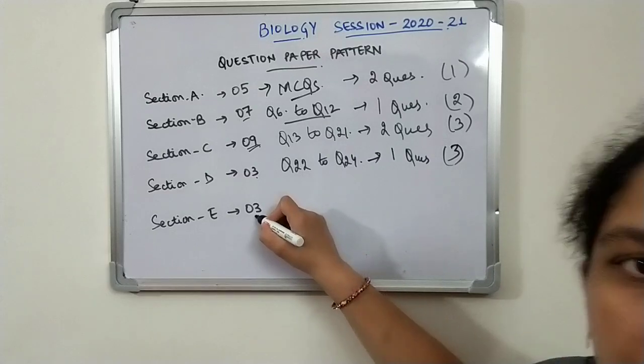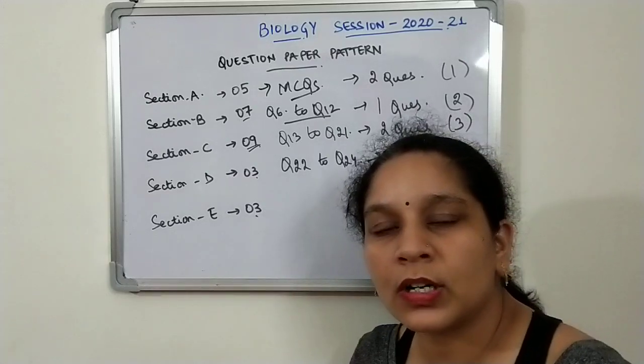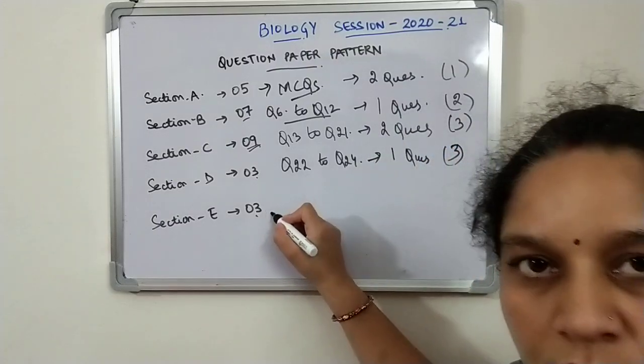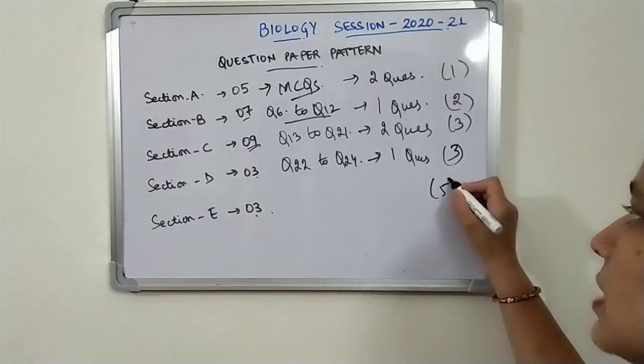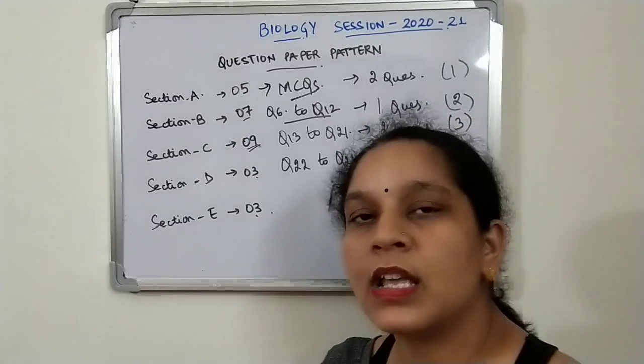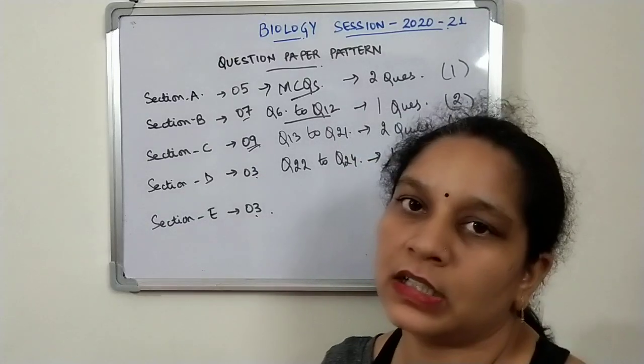And last, section E, which is the most important, most scoring and the easiest one. It has 3 questions of 5 marks each, and each and every question has an internal choice, meaning each question has an internal choice.